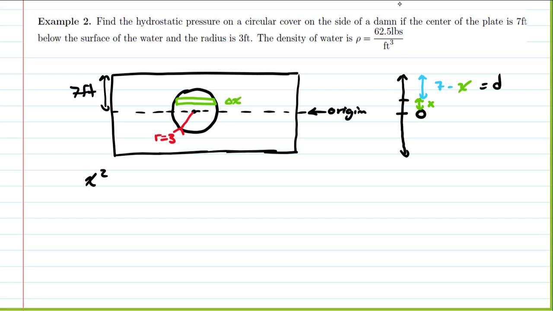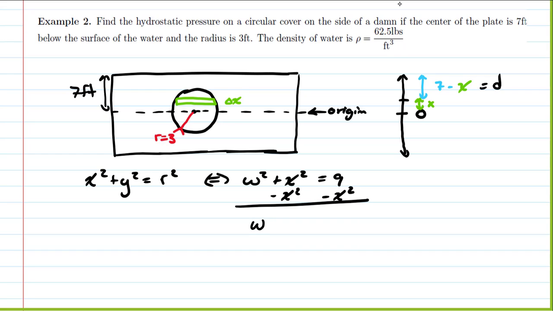Well, we know that the standard form for the equation of a circle is x squared plus y squared is equal to r squared. We're told that our radius is 3. So in terms of our variables, x is actually playing the role of y, and we want our width. So w squared plus x squared is equal to 9, and we want the width as a function of x, right? So we minus x squared on both sides, and that gives us w squared is equal to 9 minus x squared. Taking our square root, we get w equals plus or minus, but we really only want the positive, because you can't have negative width, the square root of 9 minus x squared.